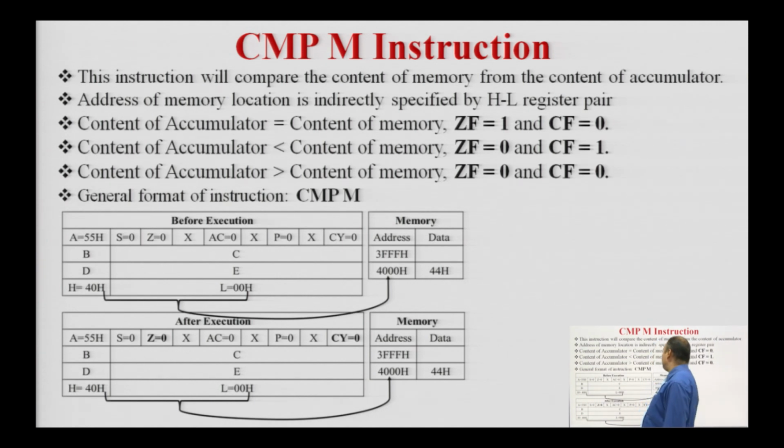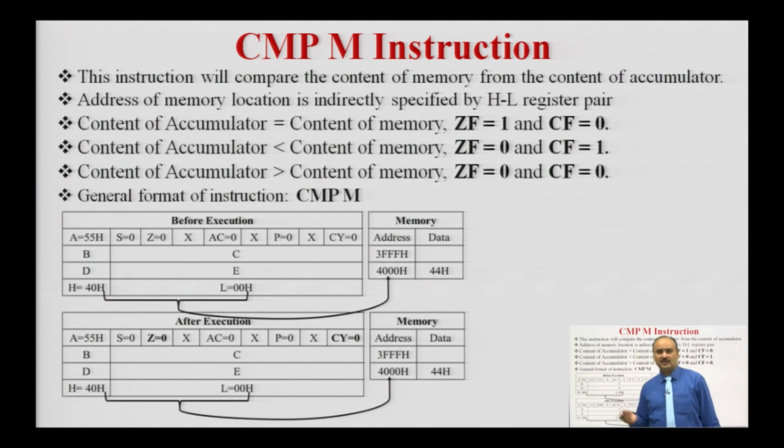The next instruction is the CMP M instruction. Here M indicates that it is a memory location. The address of this memory location is indirectly given by the HL register pair. Again, the content of the memory location and the content of the accumulator are checked for equality, greater than or less than. If the content of the accumulator is equal to the content of memory, the zero flag is set.